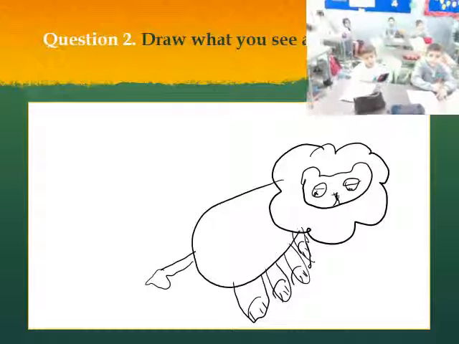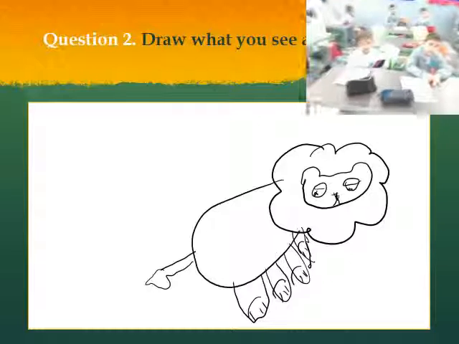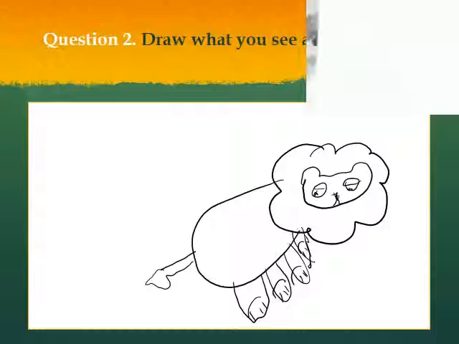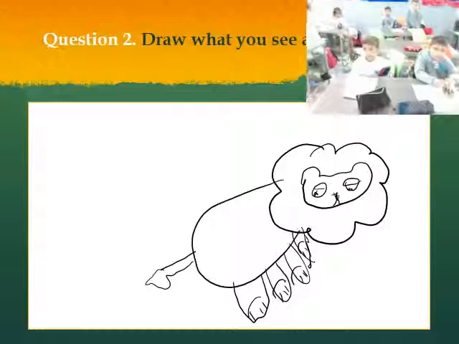Okay, that was a beautiful drawing, Selena. Show us what you drew on your paper as well. Okay, where is it? You drew a lion and a cat. Very nice. Okay, so good job, everybody.